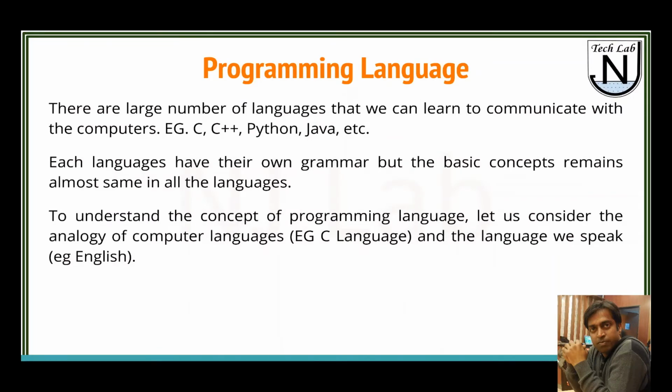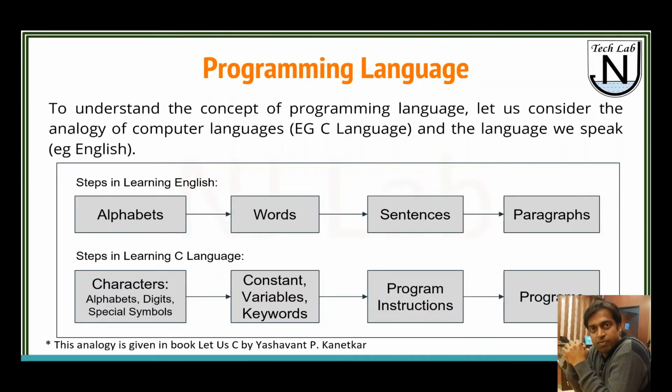So guys, the purpose of writing a program is just to communicate with the computer. We need to instruct the computer what to do. For that, let's try to understand the concept of a programming language with the help of an analogy with the English language. In English we have alphabets, and when we group those alphabets we form words. A combination of different words forms sentences, and a combination of different sentences forms a paragraph which gives a proper meaning to any story, right?